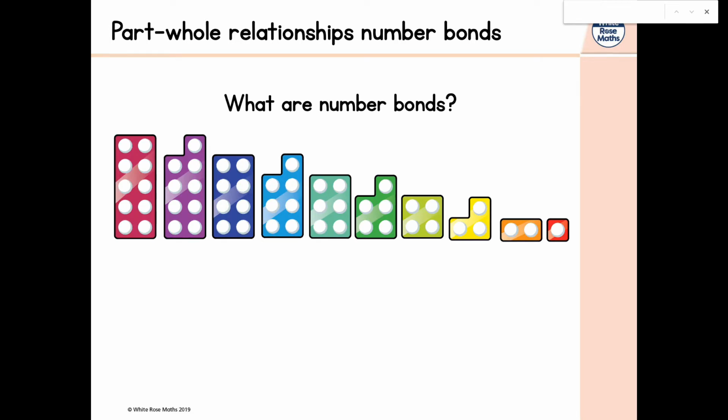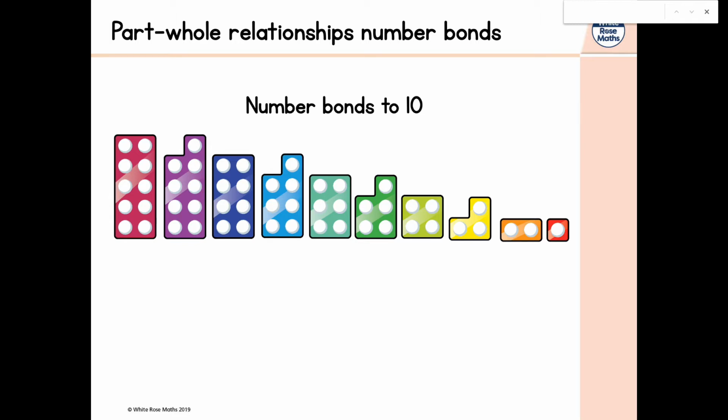Let's talk about part-whole relationships and number bonds. What are number bonds? Well, number bonds are actually just different parts of a number that add up to a whole. So let's look at some number bonds. Here, we're going to think about number bonds to 10.